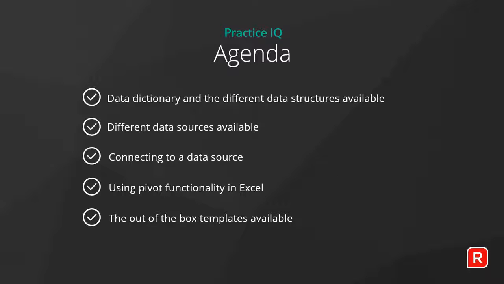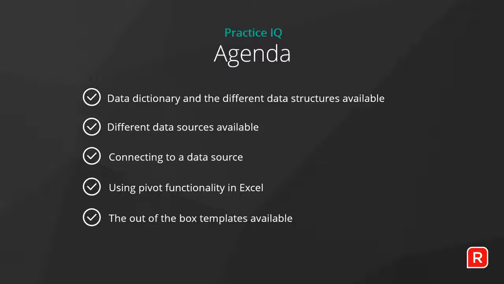Before we get into the session properly, just a quick agenda of items that we're going to cover. First of all, we'll introduce you to the data dictionary document that is available. Quite an important document as it highlights all the different data structures and information that's available through this solution. We'll have a look at the different data sources available. So these are the different types of information across things like financial, utilization, staff, workflow, CRM, and so on.